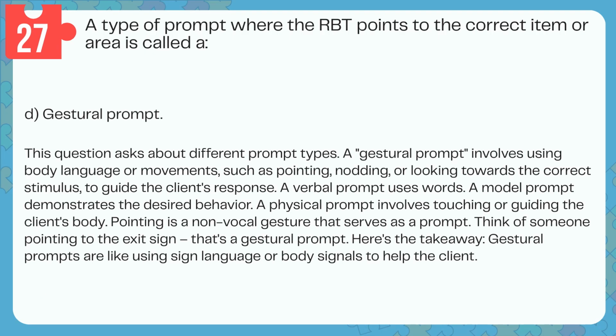Answer D. Gestural prompt. This question asks about different prompt types. A gestural prompt involves using body language or movements, such as pointing, nodding, or looking towards the correct stimulus to guide the client's response. A verbal prompt uses words. A model prompt demonstrates the desired behavior. A physical prompt involves touching or guiding the client's body.